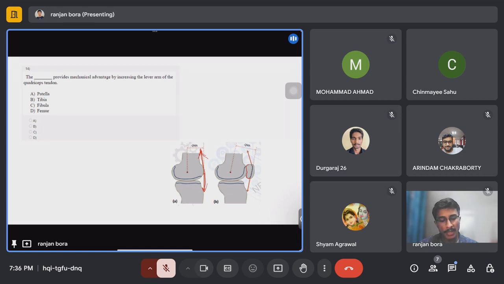If we increase the moment, then these muscles need to produce less force, because moment is R cross F. If we increase R, then force is decreased. That's how we get the mechanical advantage.